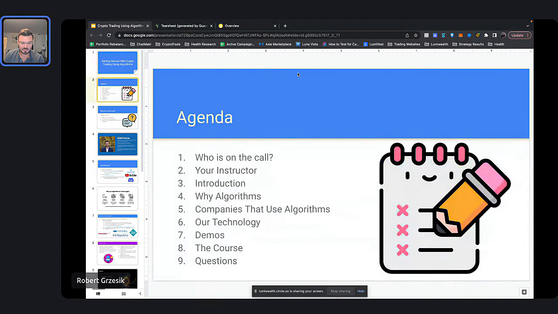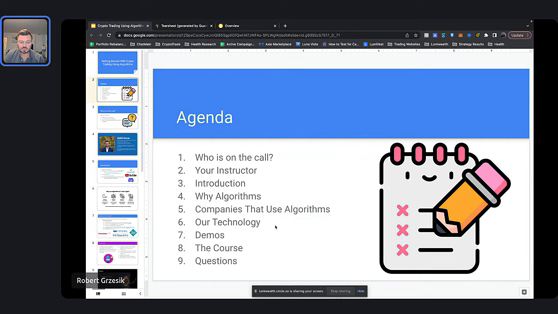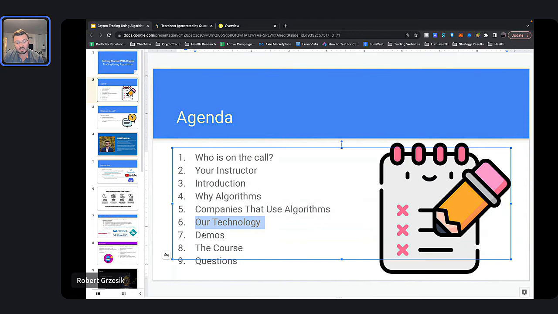This is going to be our agenda. First things first, I want to get to know you guys a little bit, so I'm going to pose some questions to you. We'll tell you about your instructor, which in this case is myself. Then we'll go through an introduction, explaining a little bit about our company and what we do. We'll talk about why we would want to use algorithms, and other companies that use algorithms, giving you a little bit of background in the whole industry and how this has been going. And then we'll talk about our technology, and then we'll get into some demos.